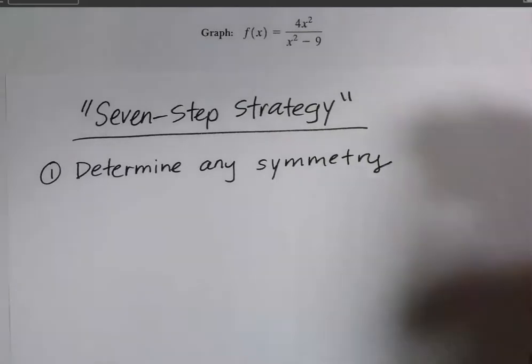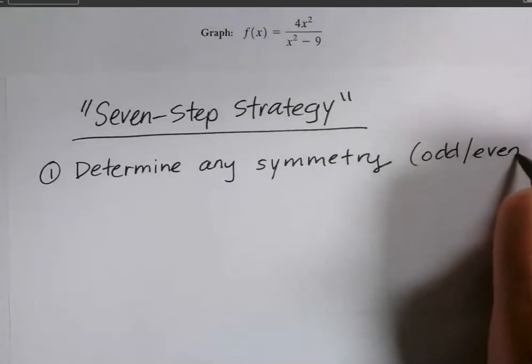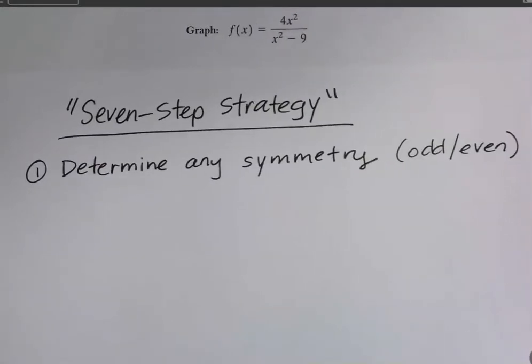So the first one is determine any symmetry, meaning odd, even. One thing to remember is functions don't have to be one or the other. Unlike numbers, it's not like everything is either odd or even. Many, many, many functions, infinitely many in fact, are neither. So that's a distinct possibility.